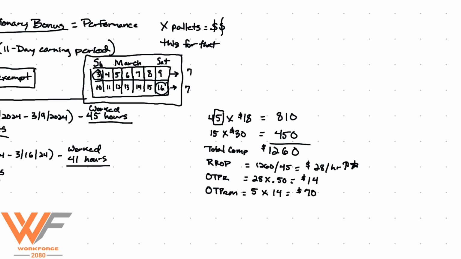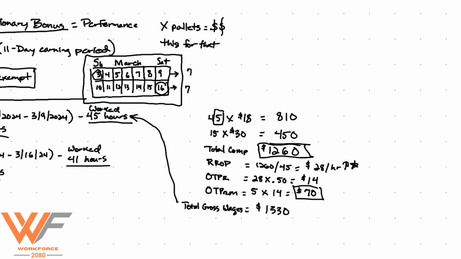Now your total gross wages just for this work week, we're going to add together that 70 and this to get your total gross wages for that work week, which would be $1330. And that's just for this one up above. So in short, when you have a non-discretionary bonus and you're eligible for it and you work overtime, you're due additional compensation. So in other words, you're due an additional $70 because you worked overtime.